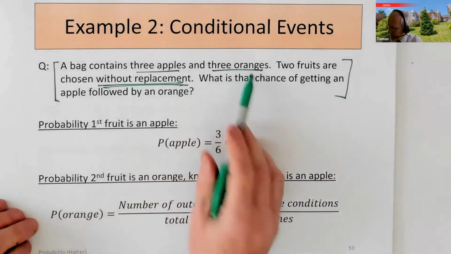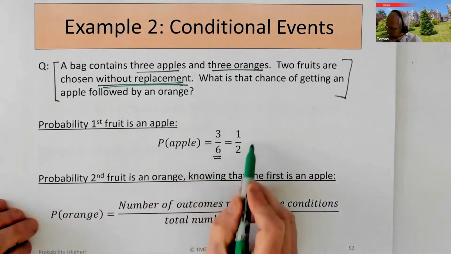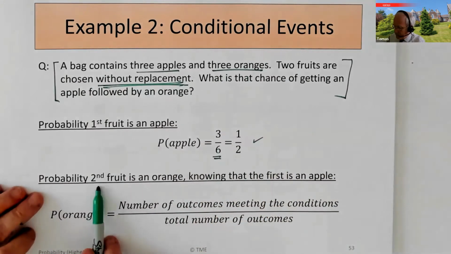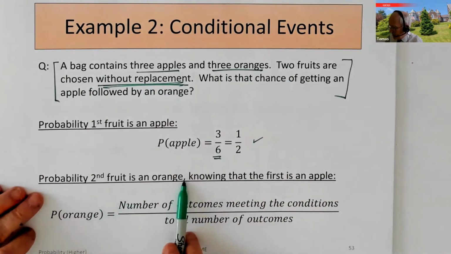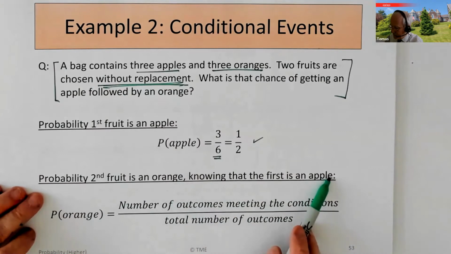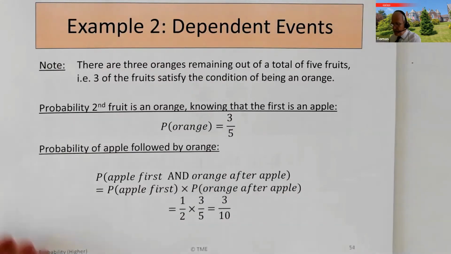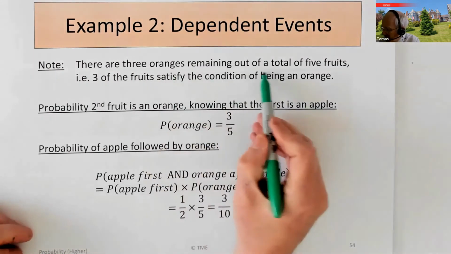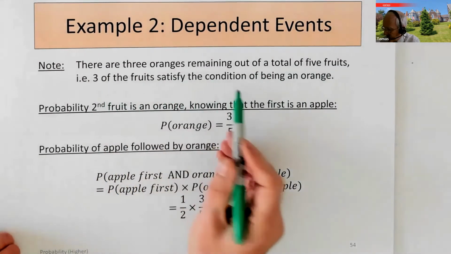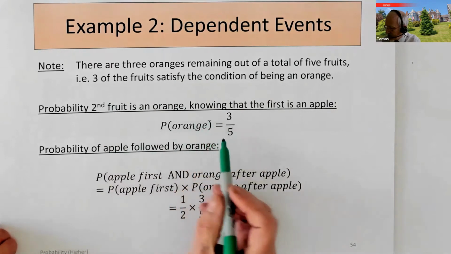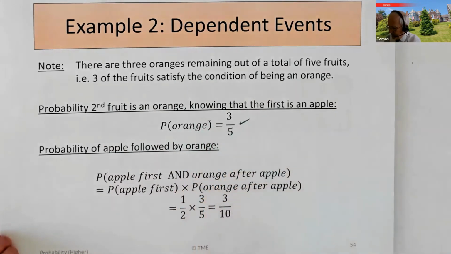Well, there's 3 apples out of 6, 1 in 2. The probability that the second fruit is an orange, knowing that the first is an apple, is the number of outcomes meeting the condition over the total. There are 3 oranges remaining out of a total of 5 fruits. The probability that the next is an orange is 3 over 5.